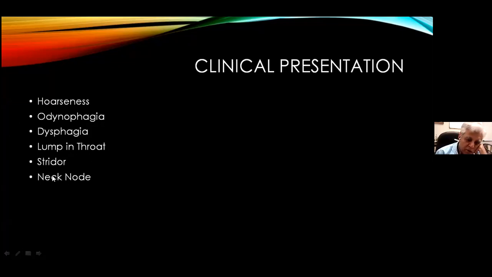Occasionally, patients may not have all these symptoms, but may come with a neck node. And this we call occult primary. Occult means, as you know, hidden primary. So the patient may have a metastatic node in the neck, but if you examine the upper aerodigestive tract, you may not find any tumor. And the treatment of occult node is different. We will discuss this in the management of neck masses.